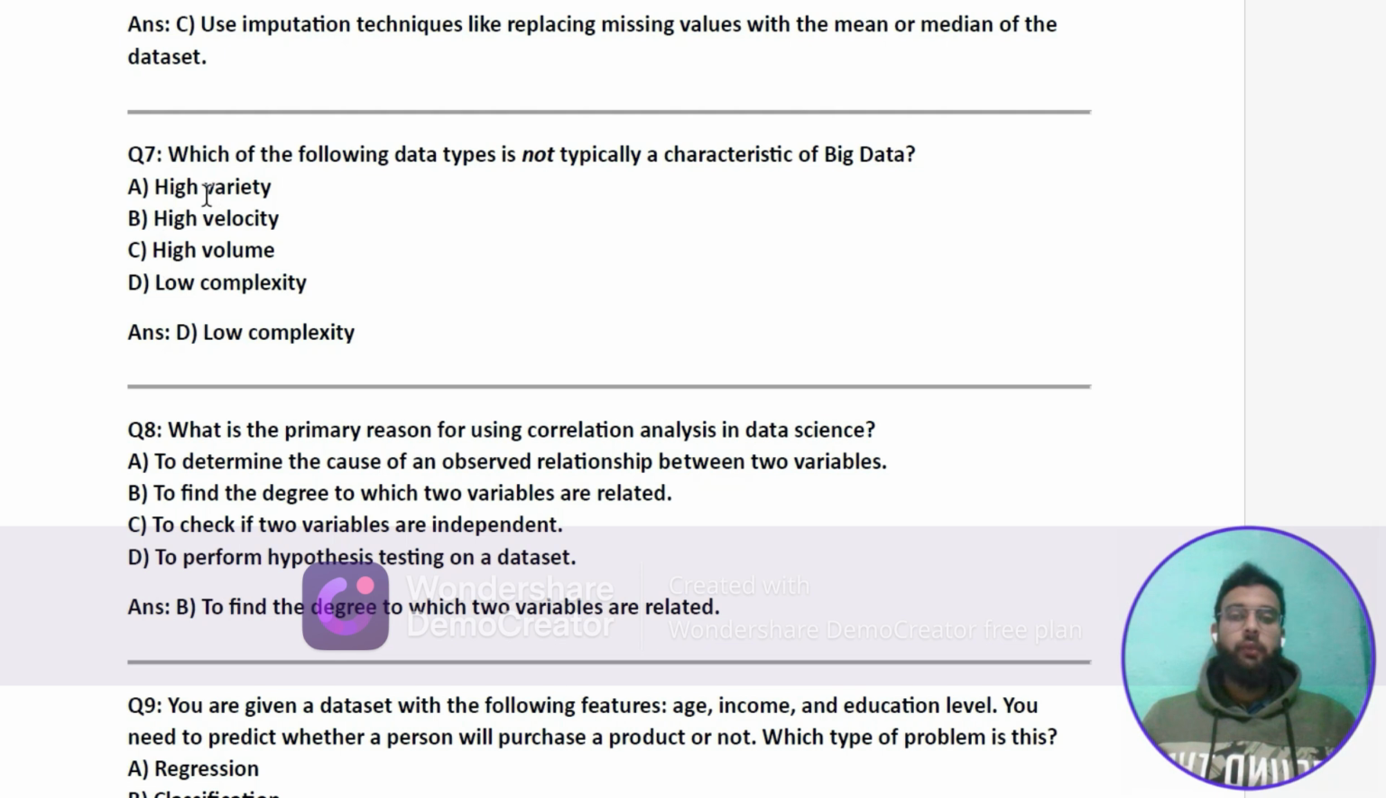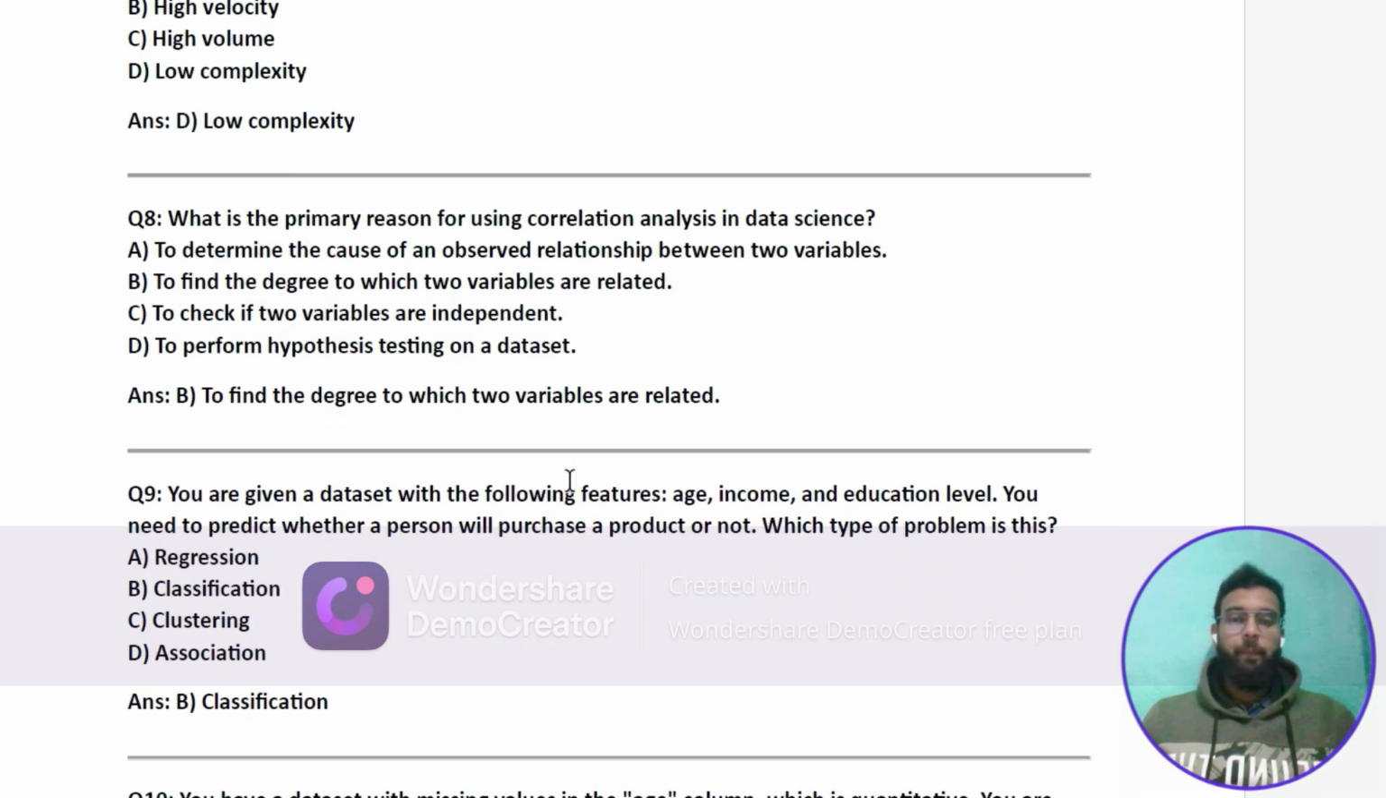Our seventh question is, which of the following is not typically a characteristic of big data? A, high variety, B, high velocity, C, high volume, and D, low complexity. So the correct answer for this is option D, low complexity.